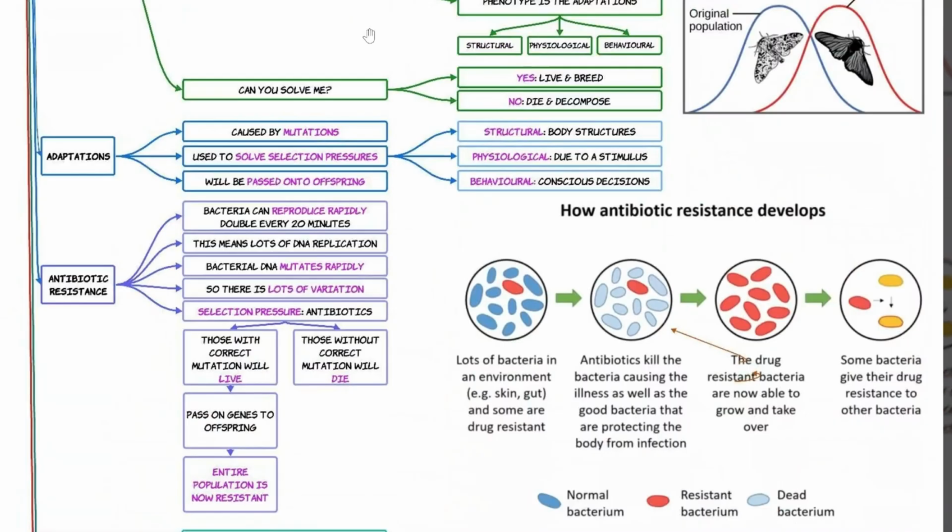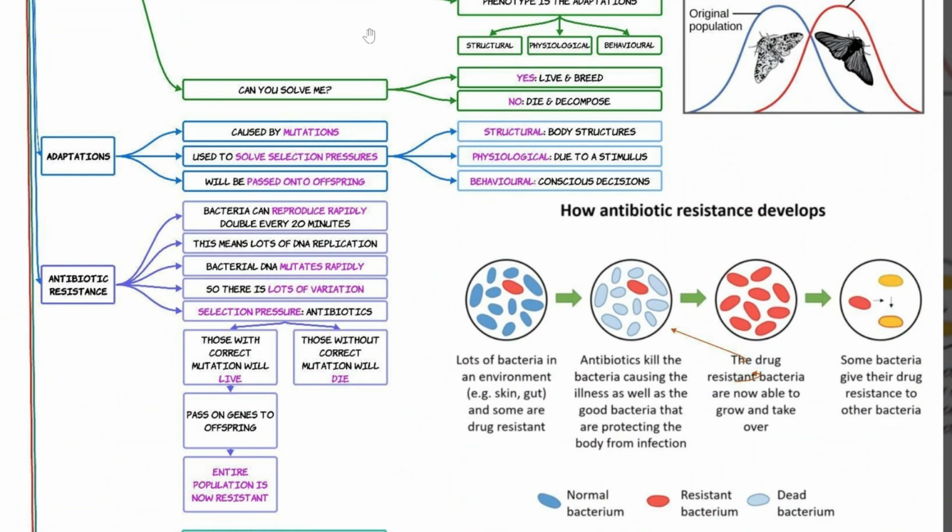An adaptation is anything that helps an organism to survive. They are caused by mutations. They are used to solve selection pressures. And once again, the adaptations can be structural, physiological, or behavioral. And these will be passed on to the next generation.